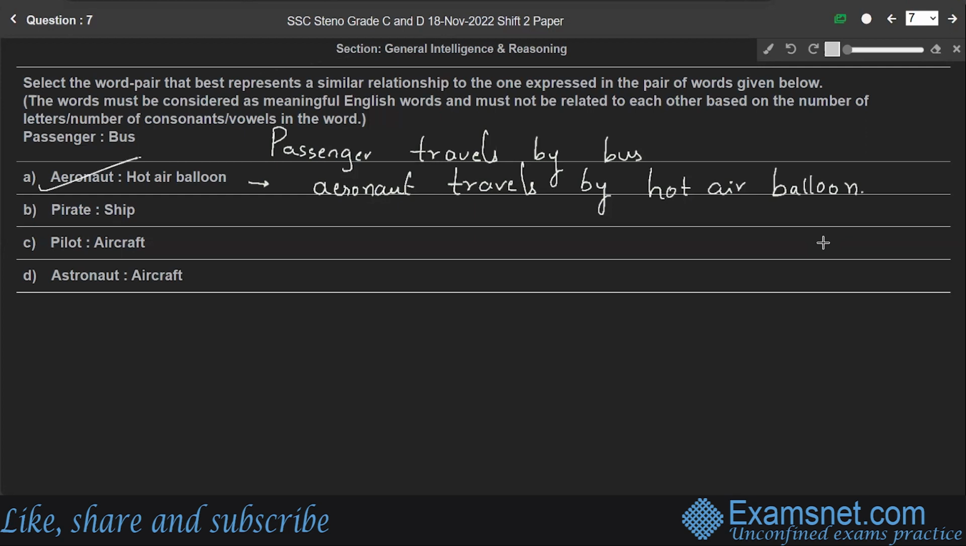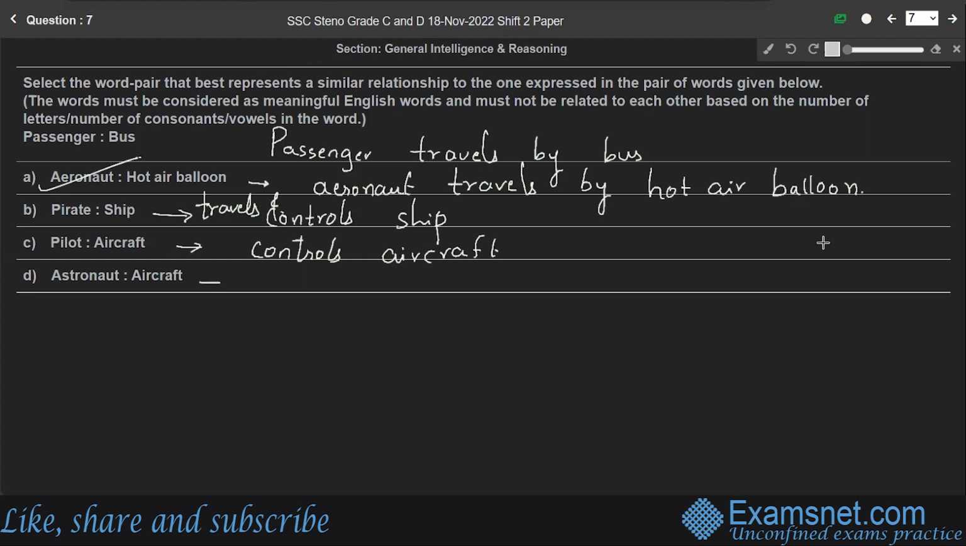So option A is the right answer, whereas for the remaining options: pirate and ship, a pirate travels by ship and also controls the ship, so he travels as well as controls it. Whereas pilot is related to aircraft. Here the pilot controls the aircraft, but doesn't only travel by it.